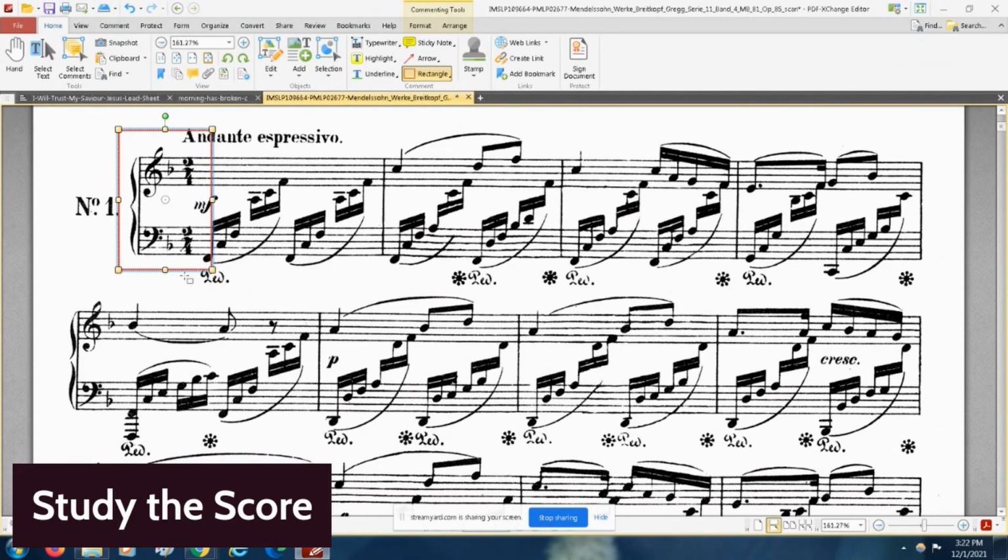Other things to look at would be, you know, look for patterns. So these look like arpeggios. If you can, you know, turn on the theory brain, you can analyze those chords.